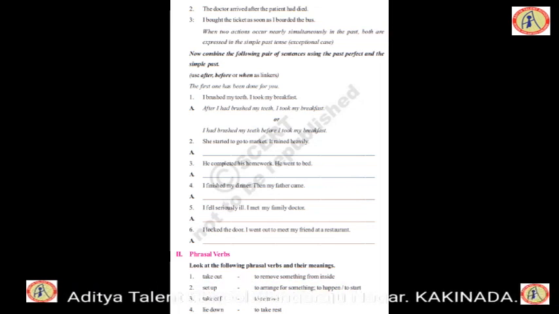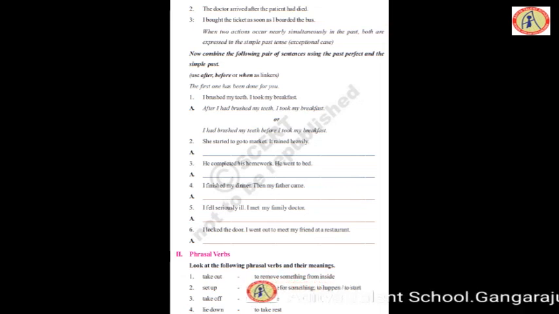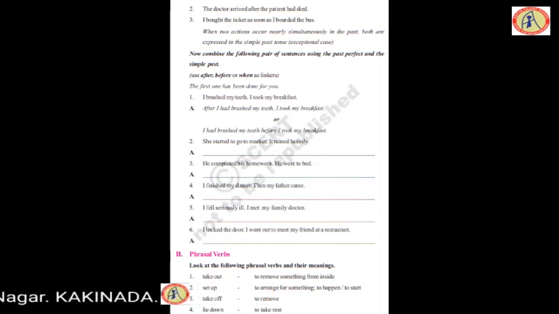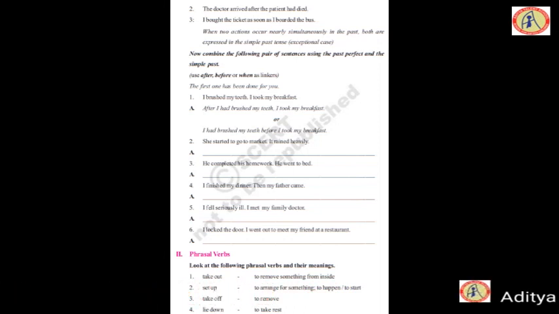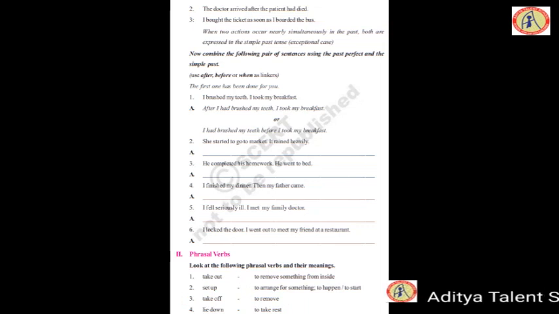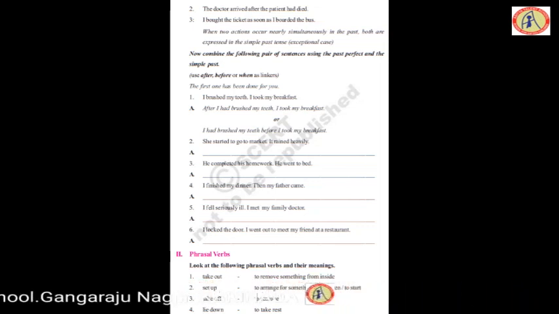If you want to write with before, you can write first the earlier action sentence, then the linker is added, then the past latter action is used. I had brushed my teeth before I took my breakfast. Now next one, she started to go to market. It rained heavily. After she had started to go to market, it rained heavily. She had started to go to market before it rained heavily.